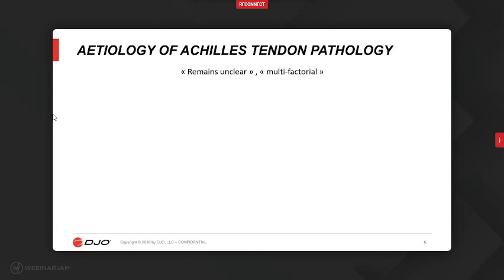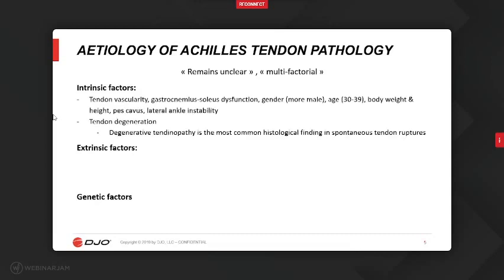In fact, this still remains unclear and is multifactorial. There are intrinsic factors, extrinsic factors, and genetic factors. Within the intrinsic factors, there is the tendon vascularity, the gastrocnemius soleus dysfunction, gender. More males have Achilles tendon pathologies. Also the age, most frequent in the age of 30 to 39.